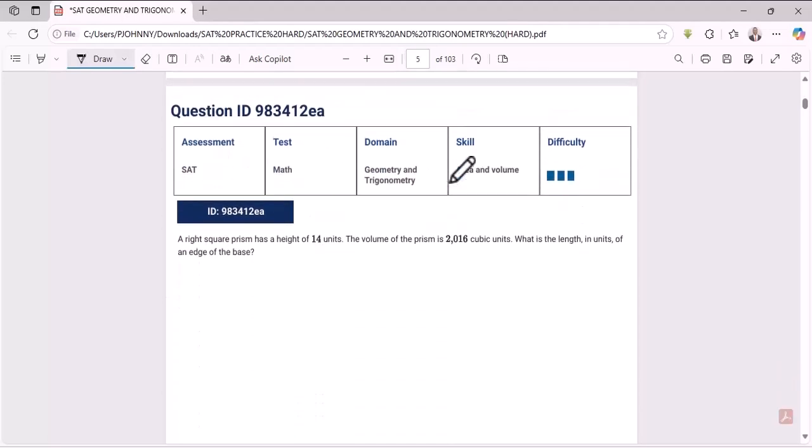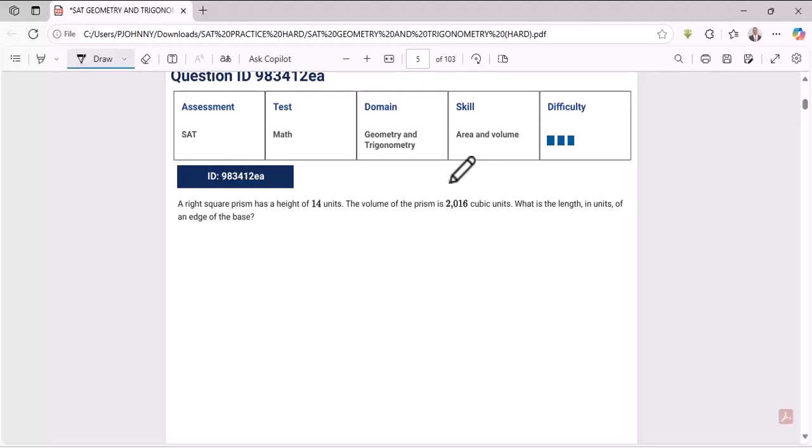All right. Now in this question, it said a right square prism has height 14 units. So height is equal to 14 units, and the volume is 2016 cubic units. What's the length in units of the edge of the base? So how do you get the formula for volume of a prism? Generally speaking, the formula for prisms, the volume is equal to base area times the height.